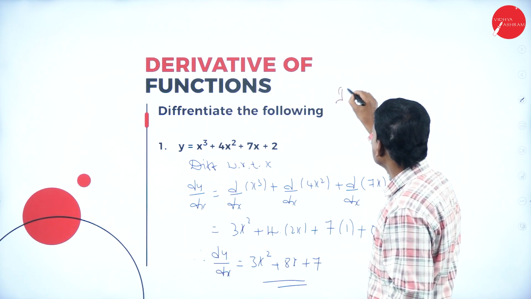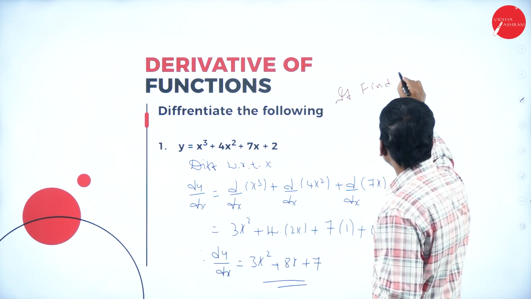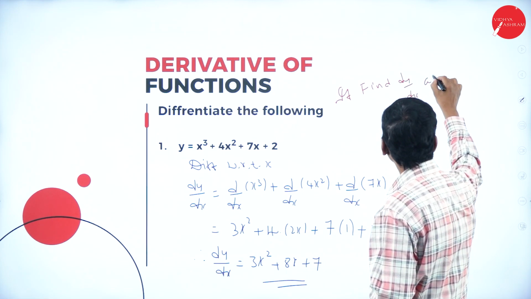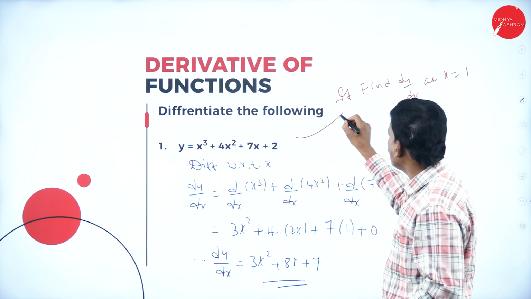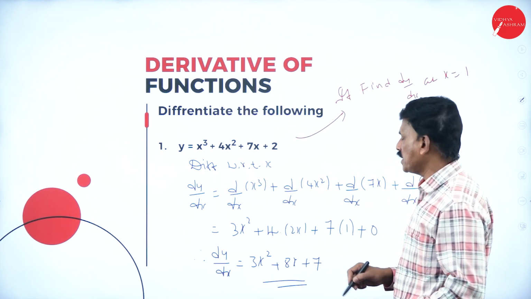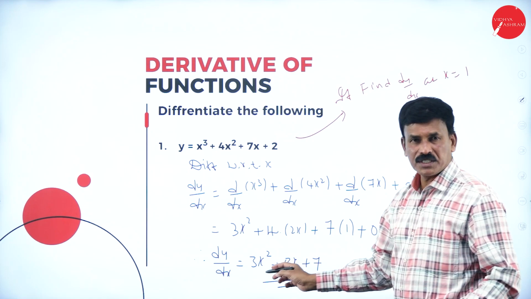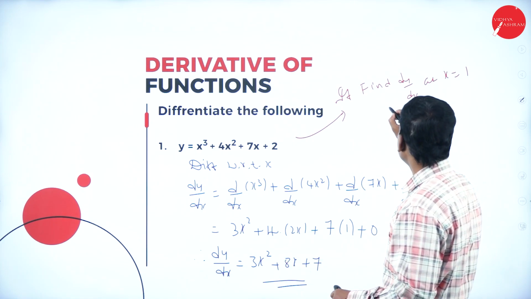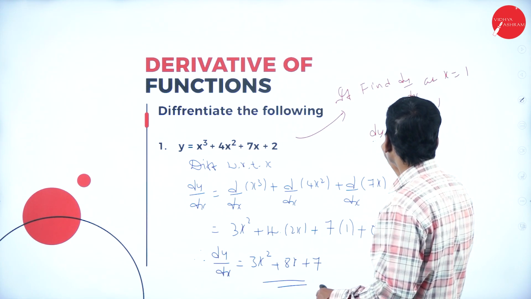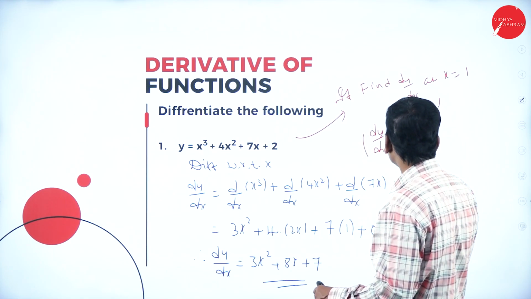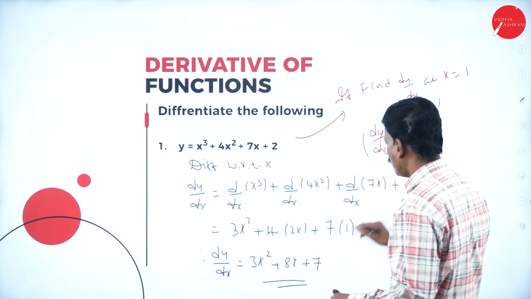Suppose they ask to find dy by dx at x is equal to 1. Differentiate for the same problem. If they ask to find dy by dx at x is equal to 1, it means that after differentiating, substitute the value of x is equal to 1. Put x is equal to 1, then you will get dy by dx at x is equal to 1 here.